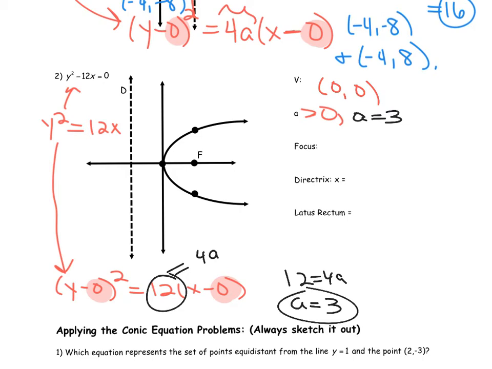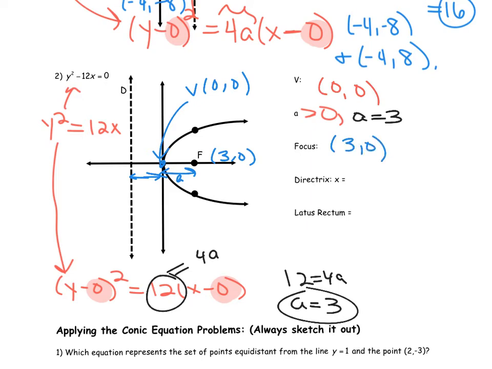Last thing we want to check here is the focus. Remembering this distance from here to here is a, and this distance from here to here is a. So we know our vertex is at 0, 0. We know the focus, moving by a distance of a from the origin, is at 3, 0.